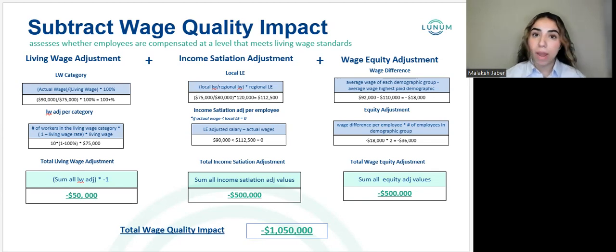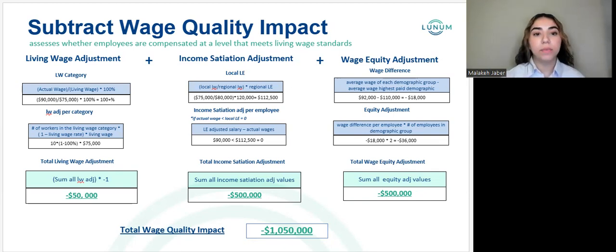It's easy to imagine that many employees within the firm are going to be earning above a salary of $112,500. In those cases where an employee is above that satiation point, the step here is to then take the difference between those two values, the difference between the LE adjusted, and we subtract that by their actual wages to take that difference in figure. Once we've done that for all of the employees, we sum all of the income satiation adjustment values. In this instance, we reach a figure of negative $500,000.